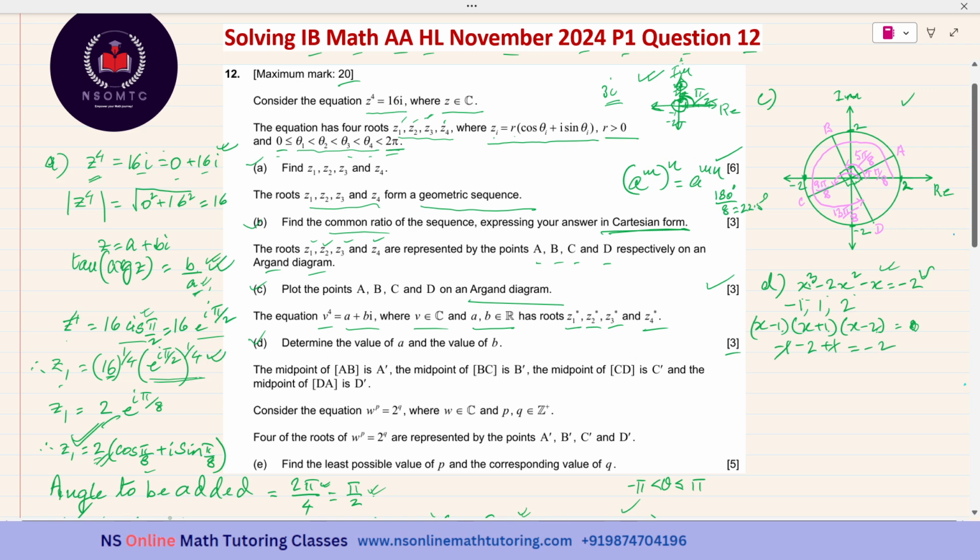Similarly, if I take 1, then 1 cubed is 1, next minus 2 and minus 1, again negative 2. And if I take 2, even then 2 cubed is 8 and 2 squared is 4 times 2 is 8, and minus 2, again negative 2. So it doesn't matter which root you are taking, the value of this expression will be equal to negative 2. Clear?